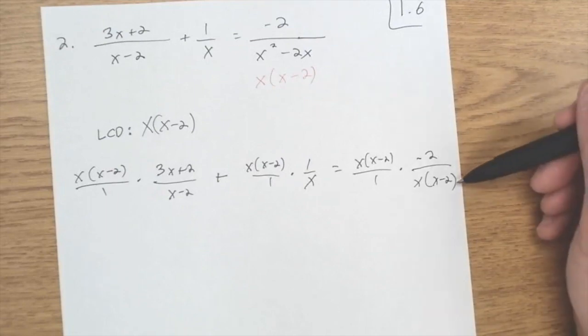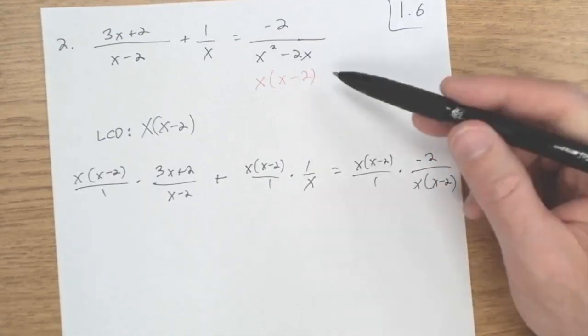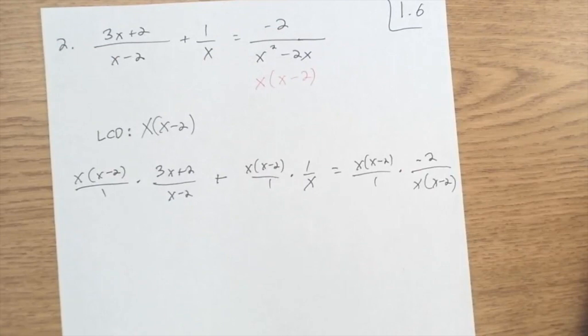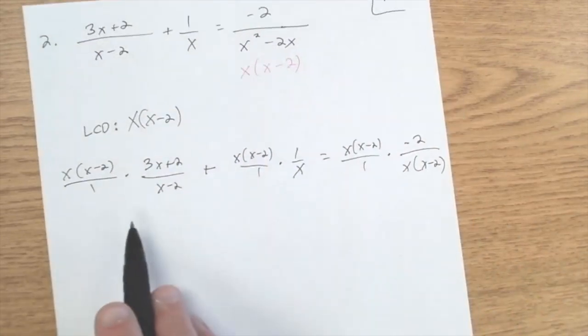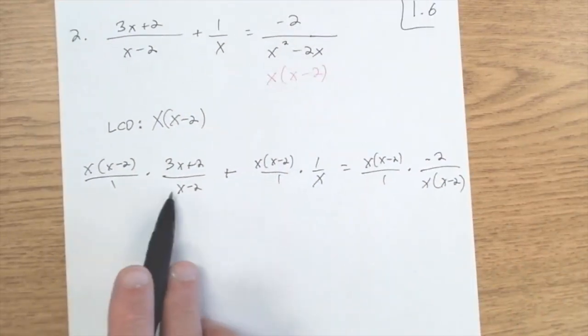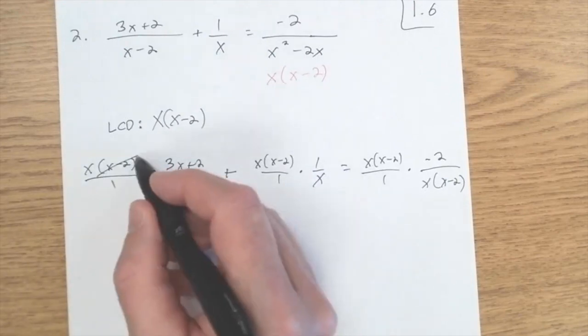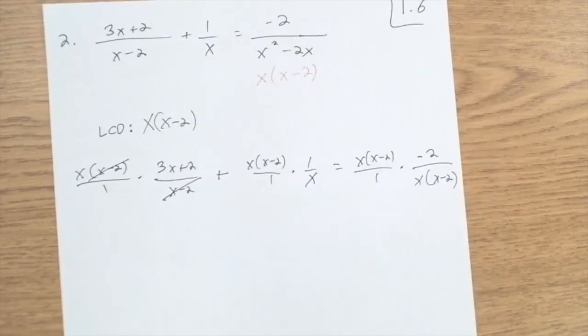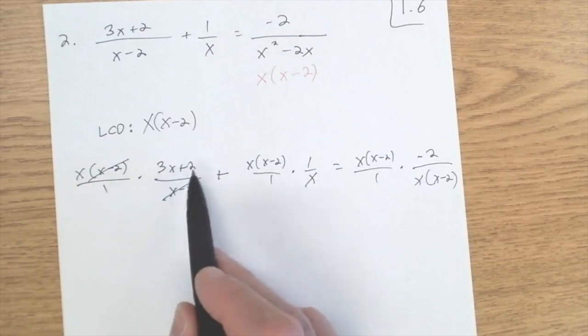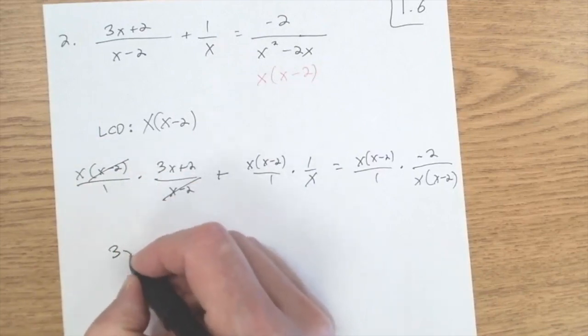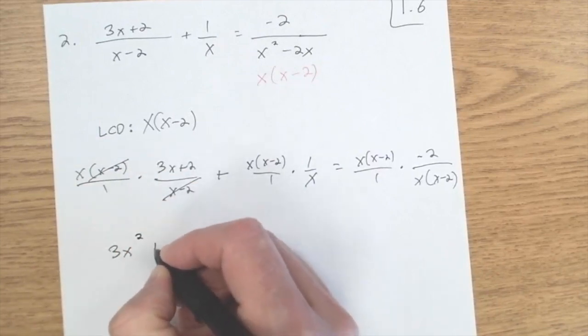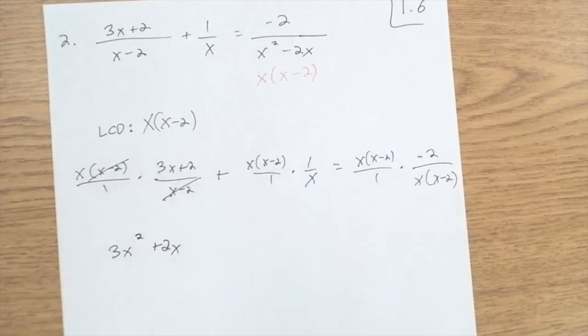Okay, and you might notice that I wrote this denominator in factored form. It's going to be easier if we do it in factored form. So as we go through, looking for things that we can cross out, when I multiply these first two fractions together, the x minus 2's cancel. So I'm going to take x times 3x plus 2. I'm going to go ahead and multiply that at this step. Gives us 3x squared plus 2x.